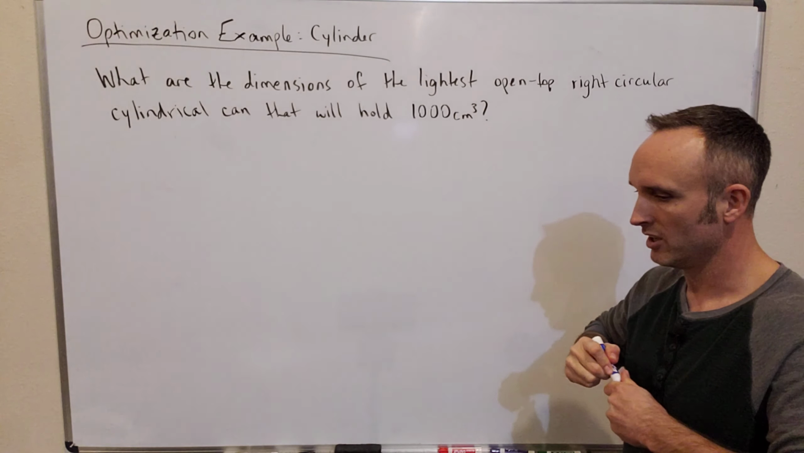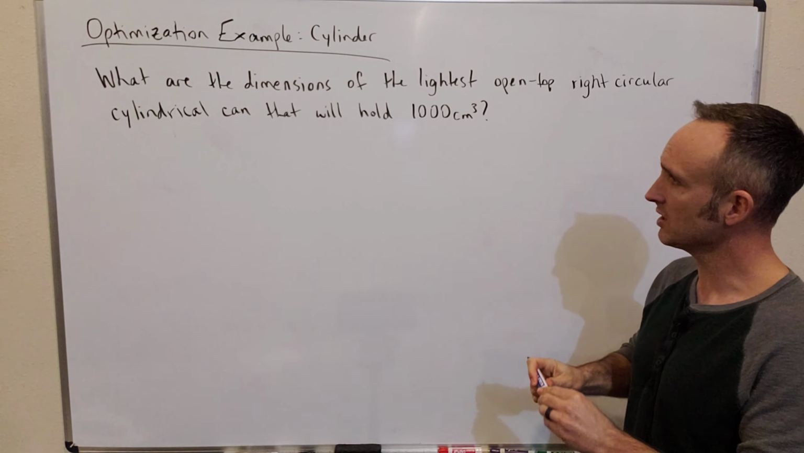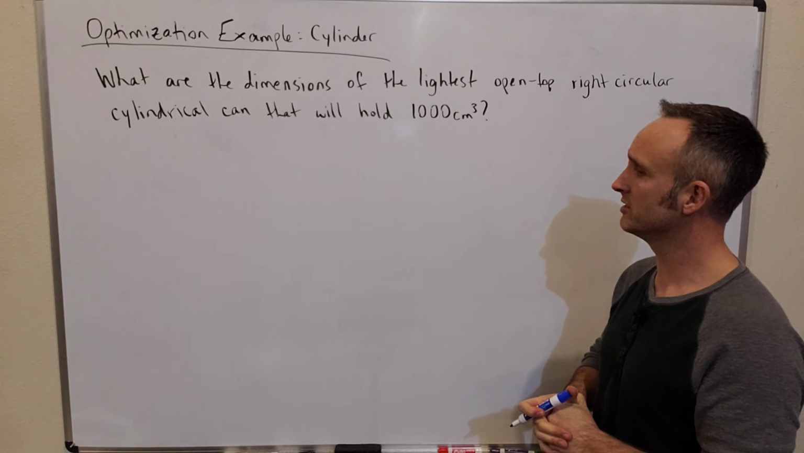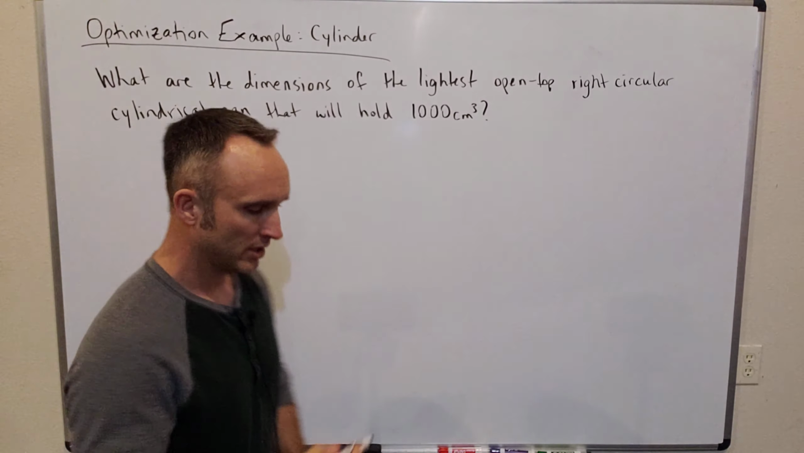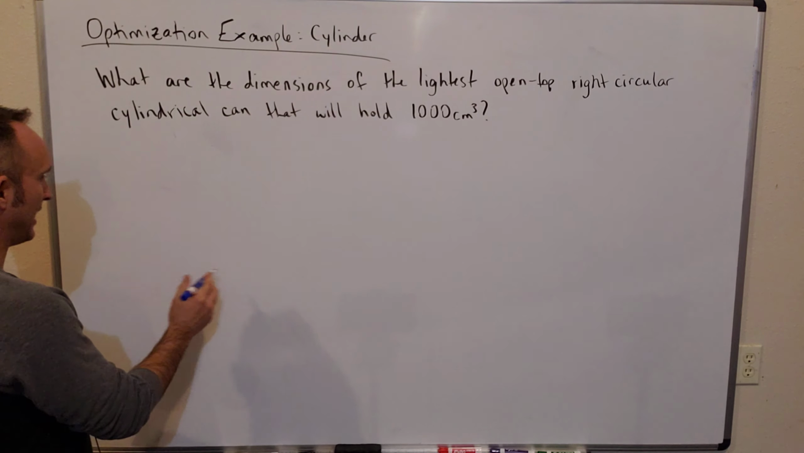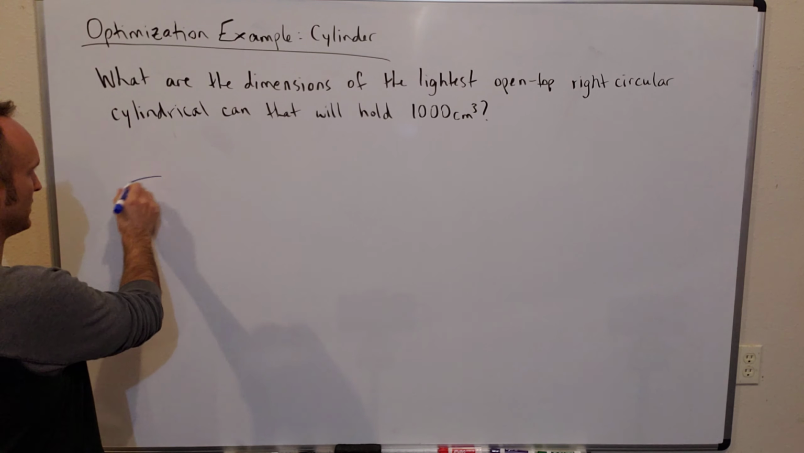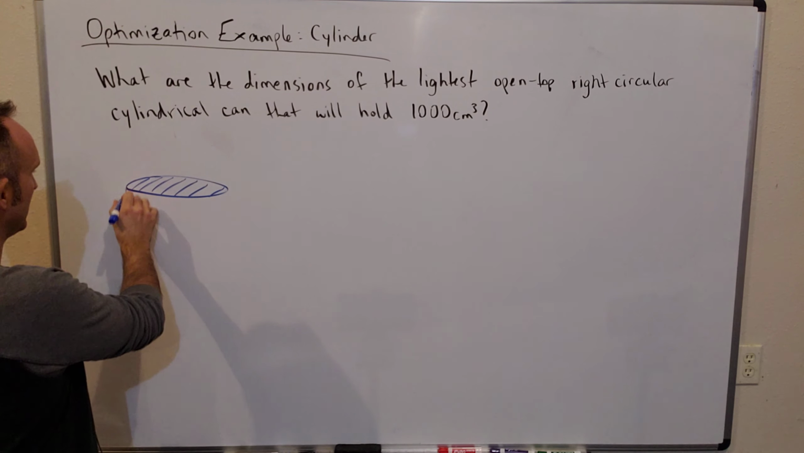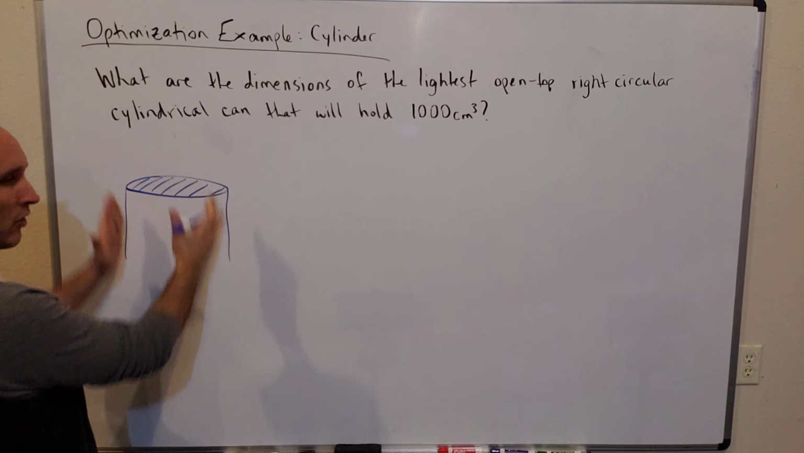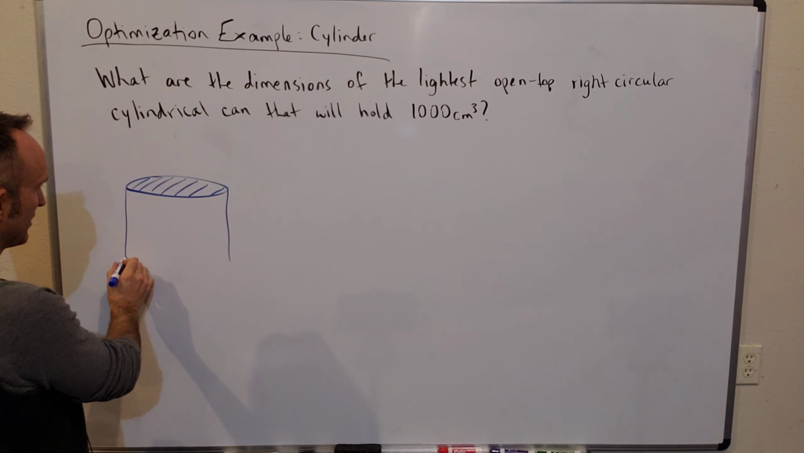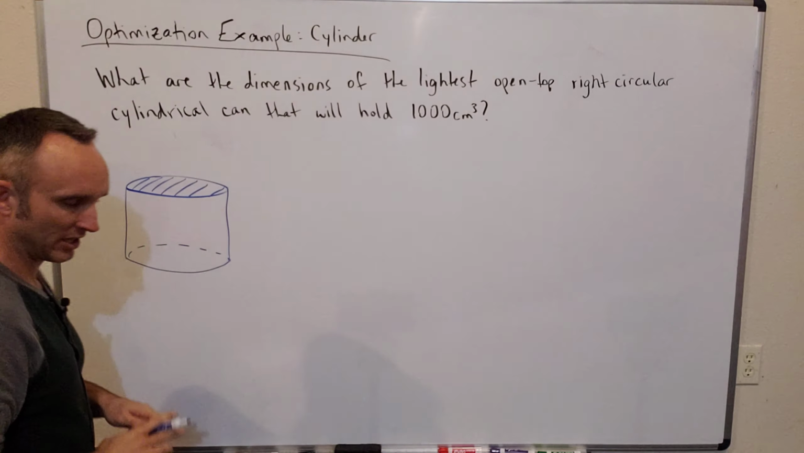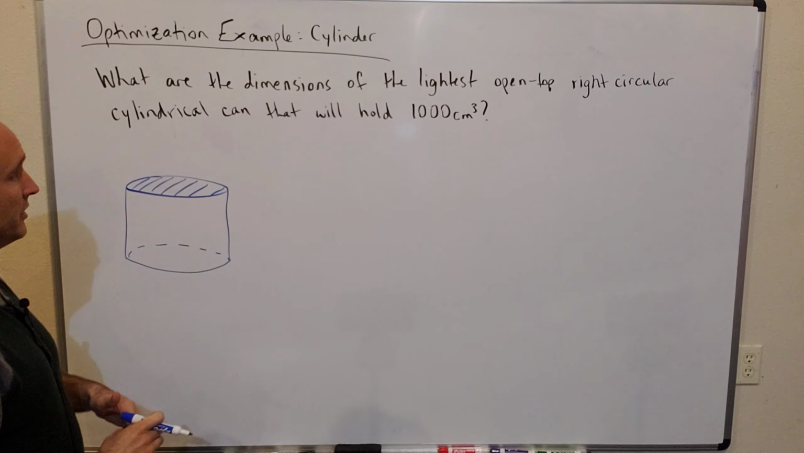Okay, so this is a great question. What we're going to have to do is draw a picture and kind of talk about what we need to do to solve this. So let's draw a cylinder. So it's got an open top, so it's open up here. It's a right cylinder, just means it's vertical, it's not slanted. And it's circular means it has a circular top and bottom. Okay, so here's our cylinder.